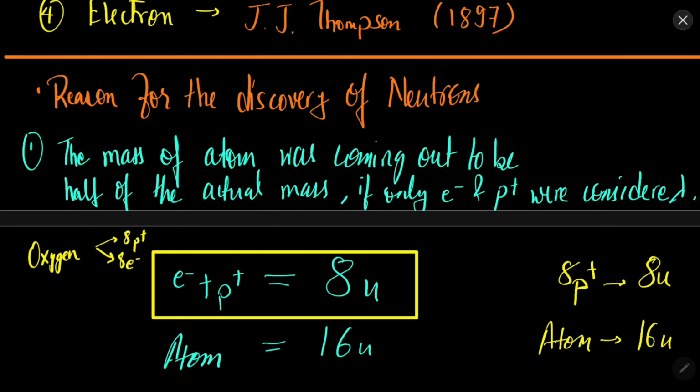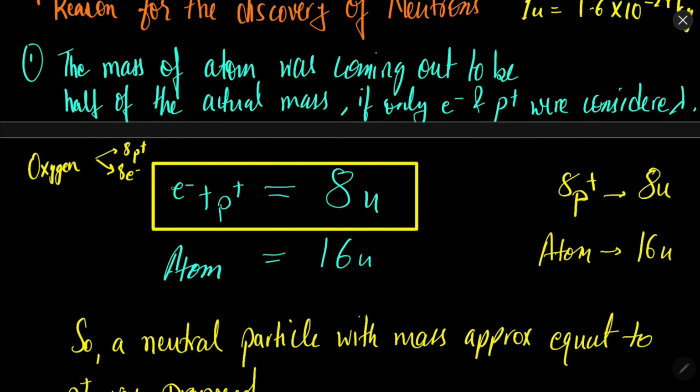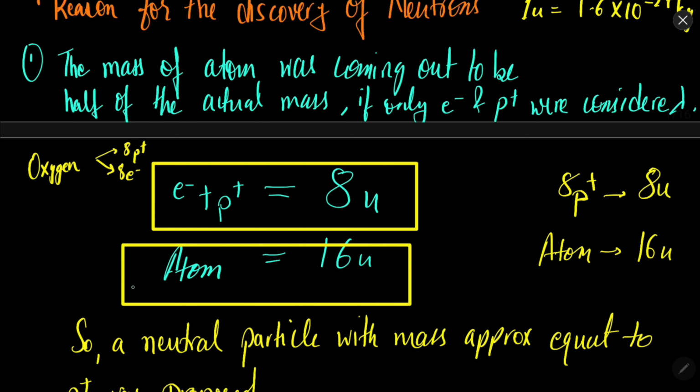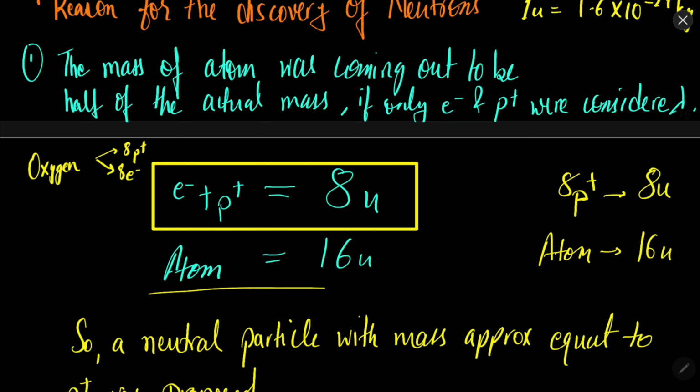1 u equals approximately 1.6 into 10 to the power minus 27 kg. This is approximate. So the mass of electrons and protons came out to be only 8 u, but the mass of the oxygen atom was coming out to be twice of that. Oxygen had a mass twice the mass of electrons and protons. We only knew about two types of particles, electrons and protons, so they only accounted for about half of the mass of the atom.